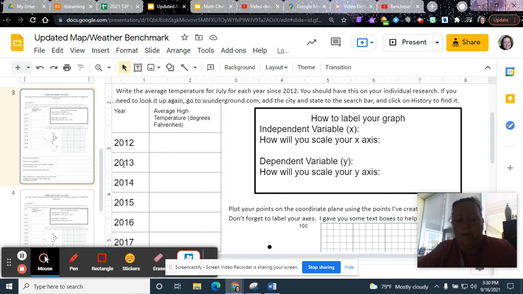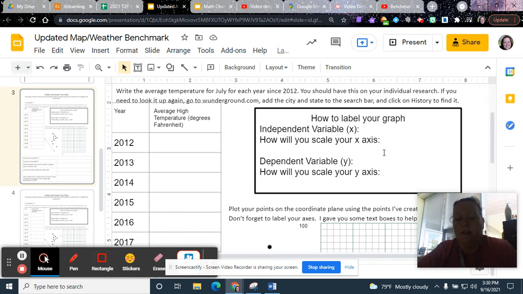Remember, an independent variable is going to be time. If there's time given, 9 times out of 10, it's going to be the independent variable. So in this case, it's going to be your year. And then your average high temperature in degrees Fahrenheit is going to be your dependent variable.